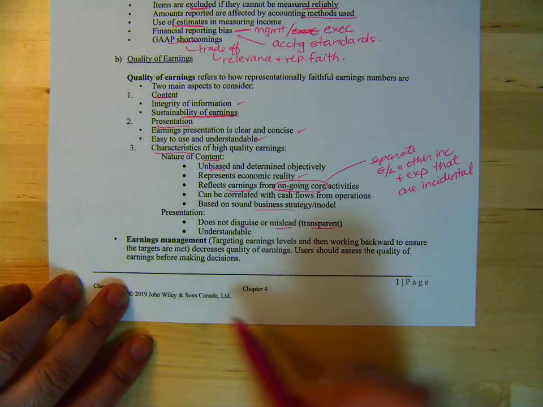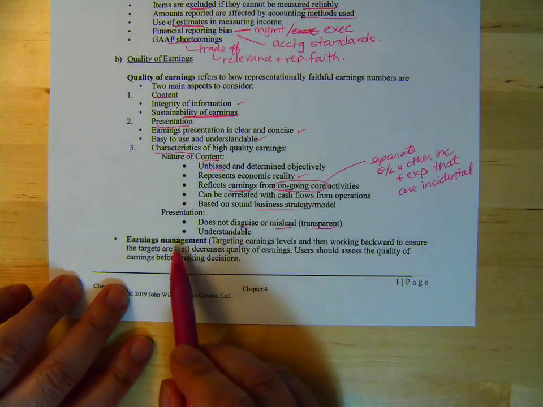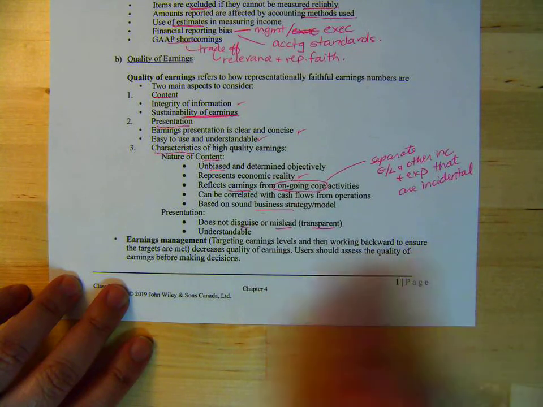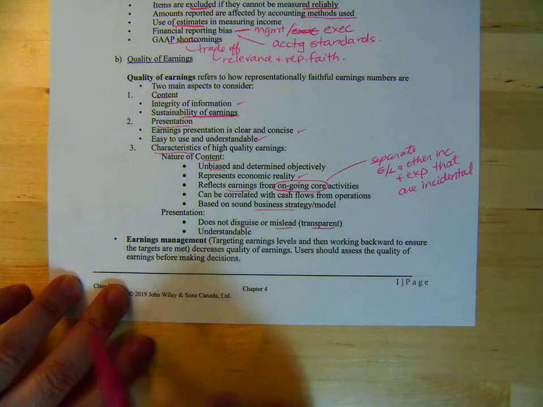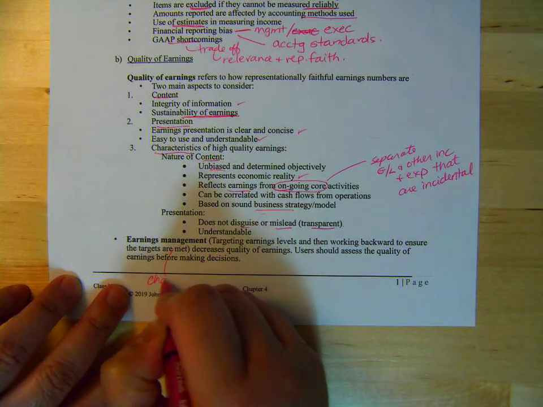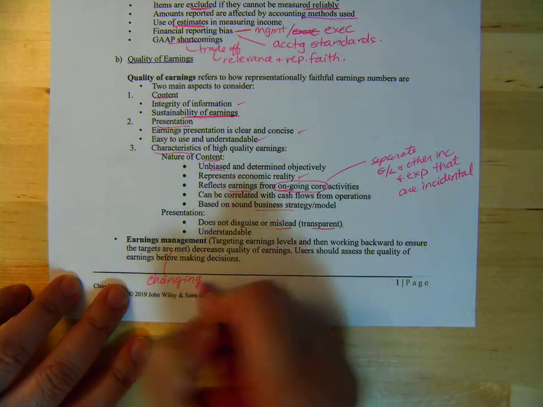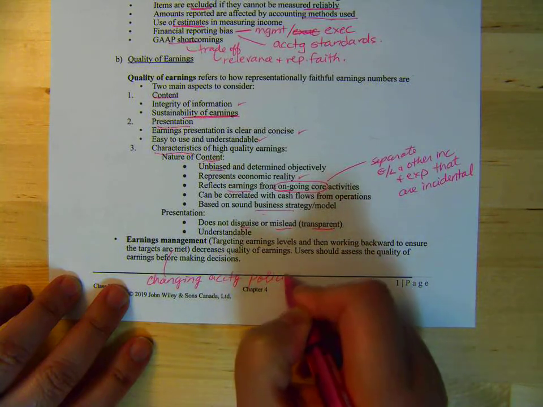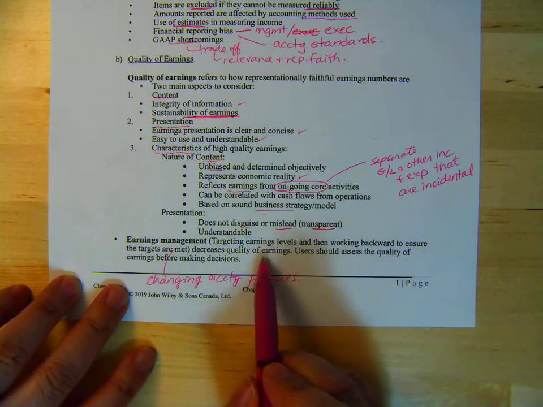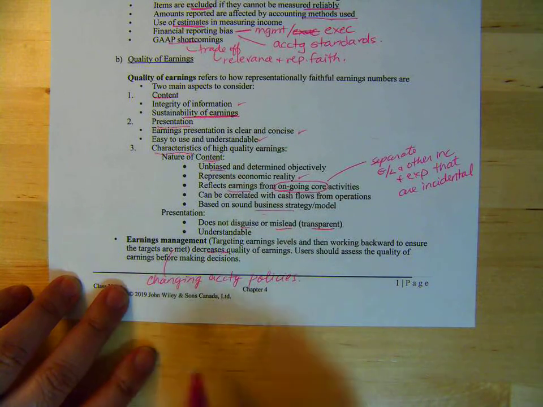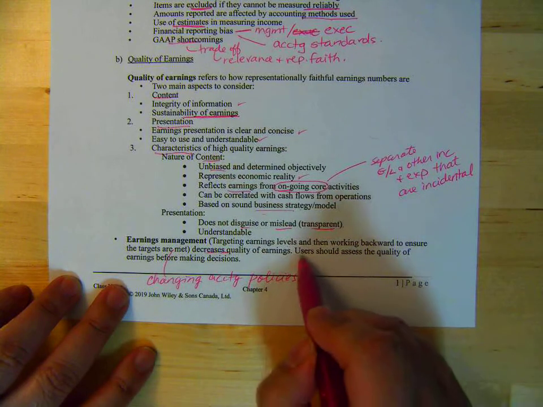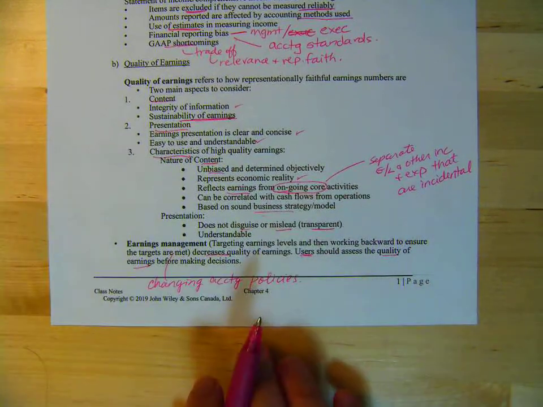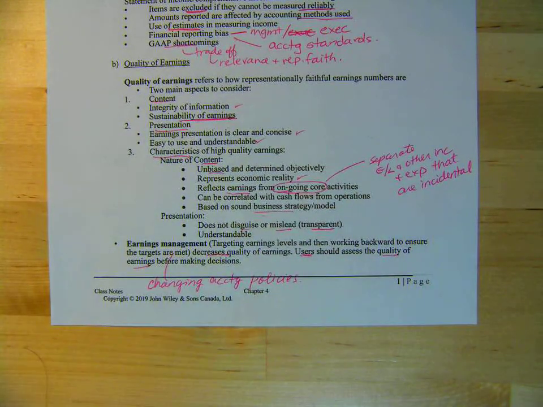And they're understandable. Now, earnings management, which is targeting earning levels and then working backwards to ensure targets are met based on the accounting. So changing your accounting. So it could be accounting policies. Decreases the quality of earnings. Users should assess the quality of earnings before making decisions about investing, loans, that kind of thing.